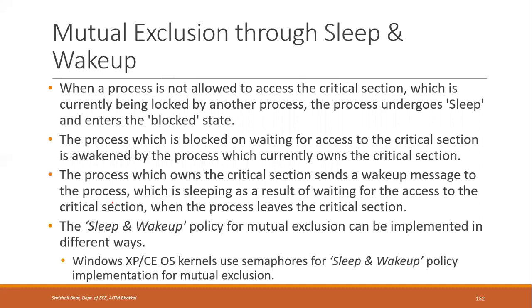The process which owns the critical section sends a wake up message to the process which is sleeping as a result of waiting for access to the critical section, when the process leaves the critical section. For example, suppose process A wants access to the critical section, but that critical section is already in use by process B. At that time, process A undergoes sleep state. It will enter the sleep or block state. When process B completes its access of the critical section, it will release it, and process B will send a wake up message so that process A wakes up. So that is the mechanism in sleep and wake up.